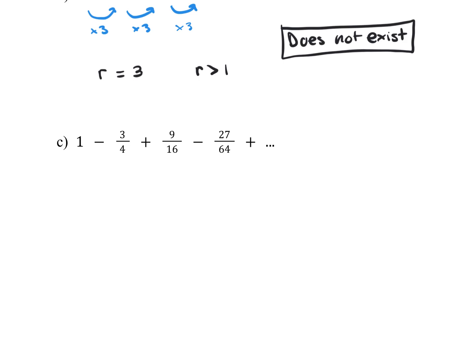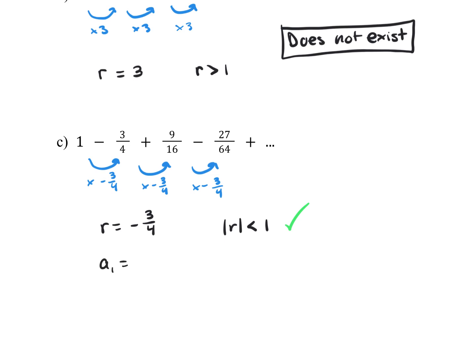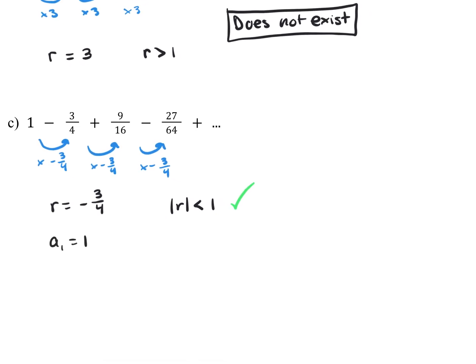First, I'm going to look for a common ratio. I see from here to here, I'm multiplying by -3/4. Here, I'm also multiplying by -3/4. Same here. So I can see that my r value is -3/4. The absolute value of r is less than 1, so I know that I can find this sum. And then I can see that my first term is 1.